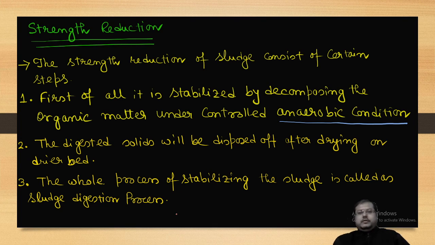Now we are going for the strength reduction process. The strength reduction of sludge consists of certain steps. First of all, it is stabilized by decomposing the organic matter under controlled anaerobic condition. Mind it, controlled anaerobic condition.